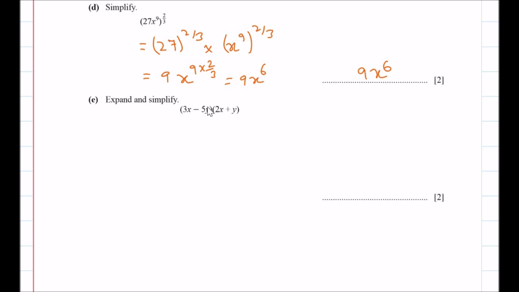Expand and simplify, part E. So we need to expand the bracket. So first we will take 3x multiply with 2x, we get 6x square. Now 3x multiplied with y, so plus 3xy. Now minus 5y into 2x, so minus 10xy, and minus 5y into y, that is minus 5y square.